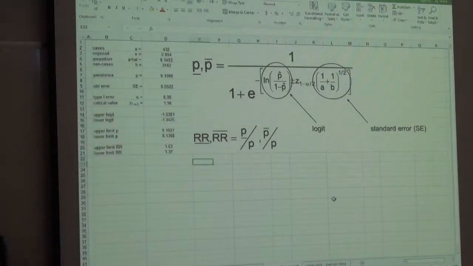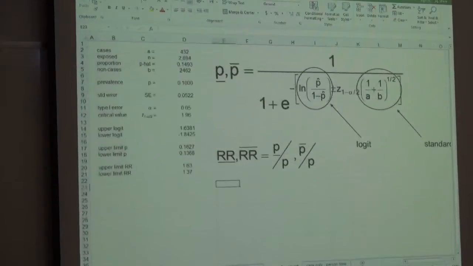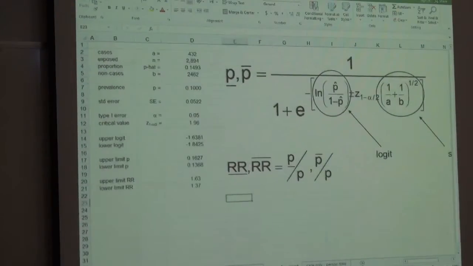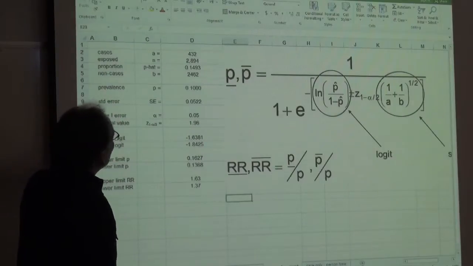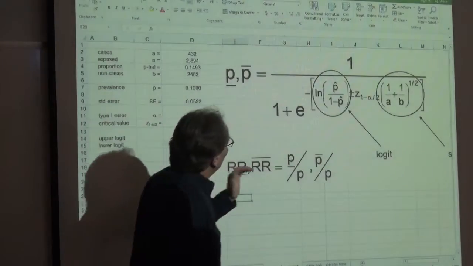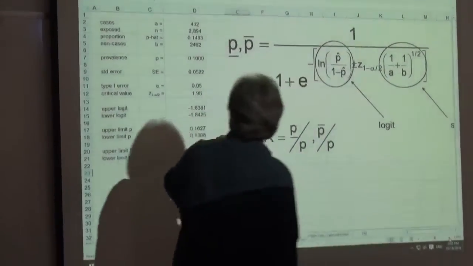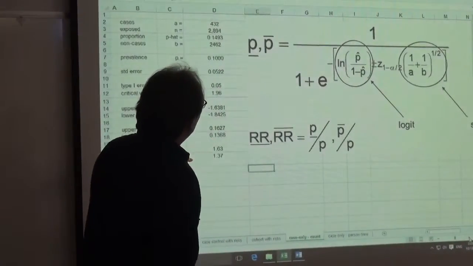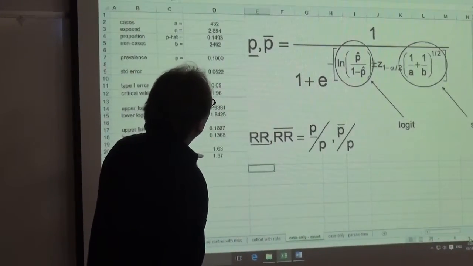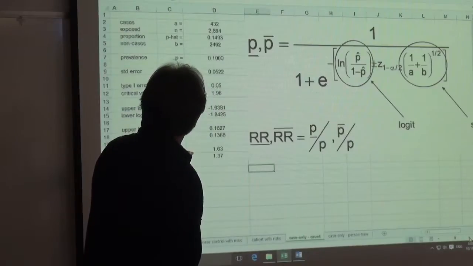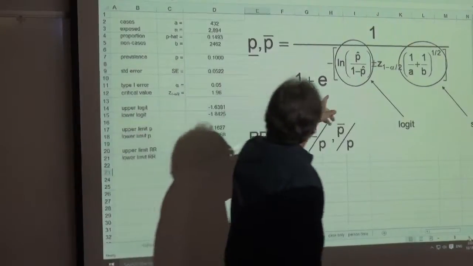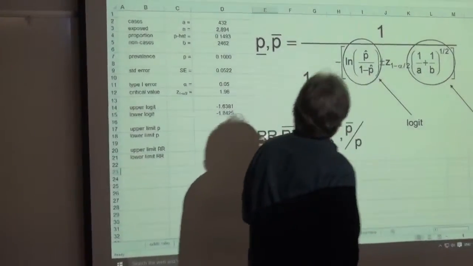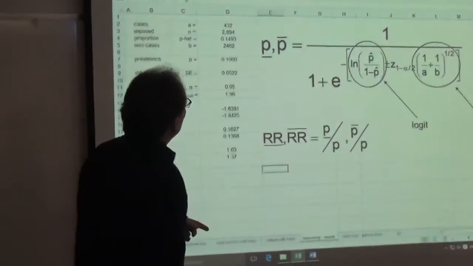I can barely read that. And then the upper and lower logit came from this value right here. Okay, natural log of p hat over 1 minus p hat.